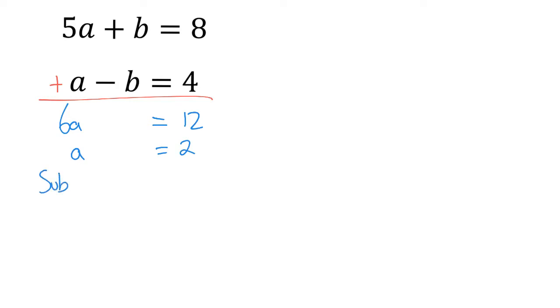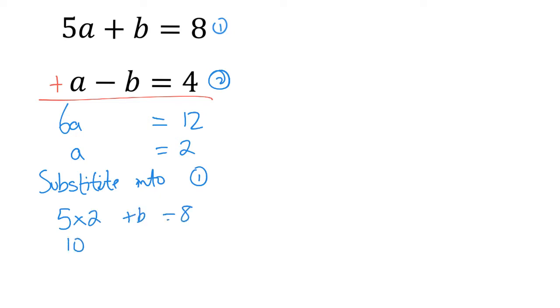So we can substitute this into the first equation. Into equation 1, let's call that 1, that's 2. Then we've got 5 times a, but a is 2, so 5 times 2, plus b equals 8. So 10 plus b equals 8. So b then is going to be 8, take away 10, which is minus 2.